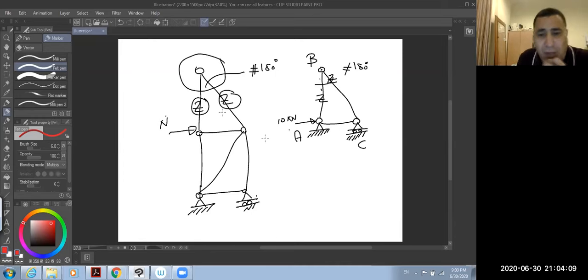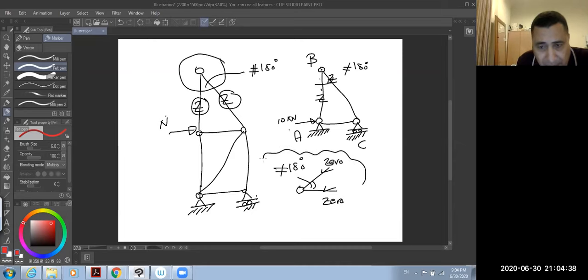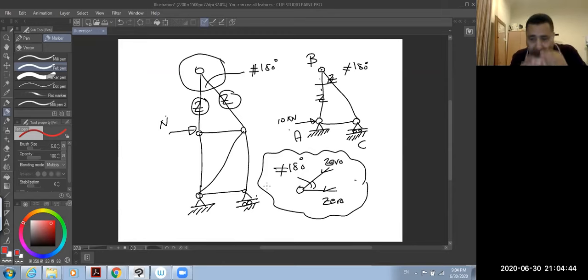This is rule number one. If you have a joint that has two members, and this joint is not in a support, there is no external force, and the angle between them is not 180 degrees, that means both are zero members, with zero internal force. This is rule number one. What about rule number two?